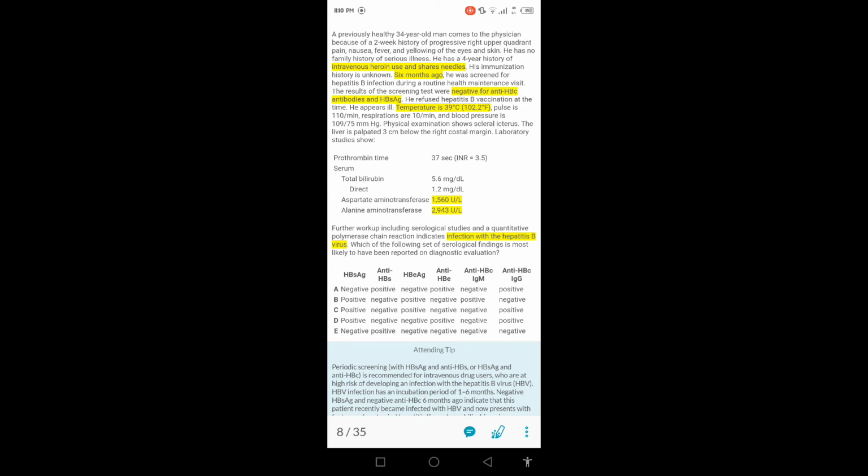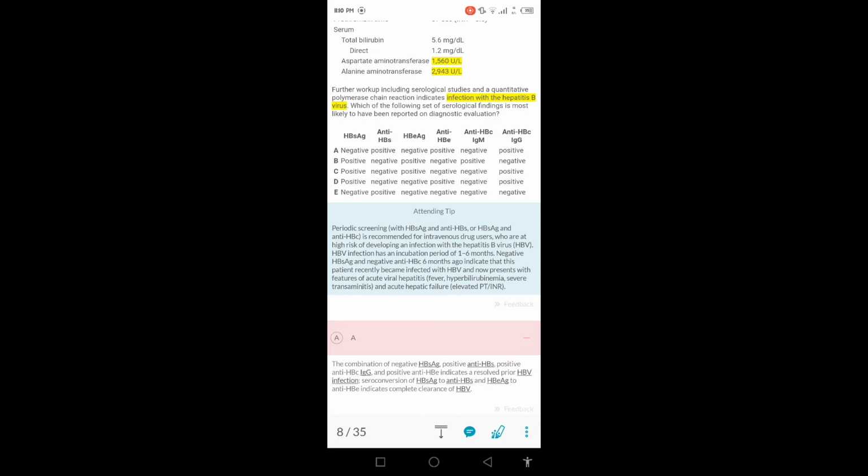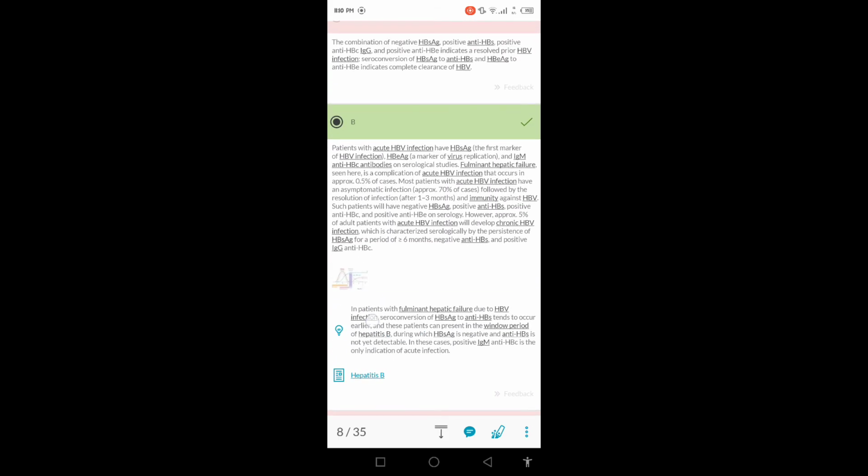These are antibodies to HBc, IgM and IgG. IgM is a marker of acute infection and IgG is a marker of resolved infection or a chronic infection. So this patient should have positive hepatitis B surface antigen, hepatitis B E antigen, and positive IgM antibodies. Everything else should be negative. So the most likely answer should be B. Yes, B is the correct answer.